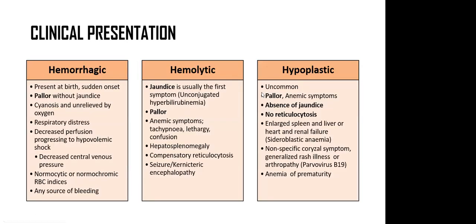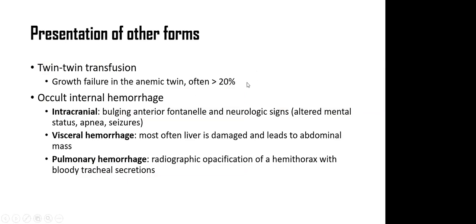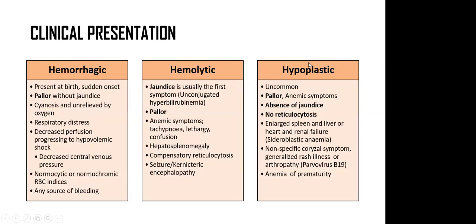So next, this is the difference in clinical presentation according to the pathophysiology. All three types of presentation have pallor, but in hemorrhagic anemia, the anemia could be present at birth, usually with sudden onset, and the pallor occurs without jaundice. Cyanosis can also be there, which is unrelieved by oxygen. The neonate can also have respiratory distress and decreased perfusion progressing to hypovolemic shock, with decreased central venous pressure. Usually in lab investigation, they will have normochromic normocytic red blood cell indices. And we should look for any source of bleeding in this type of patient.